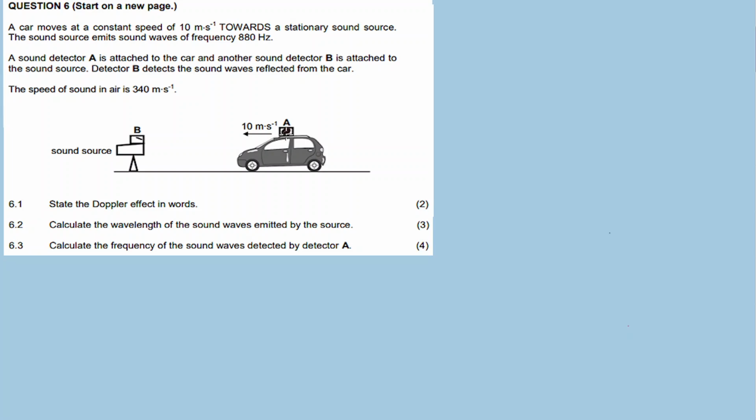Now, A and B are sound detectors. Basically, the speed of sound in air is 340 meters per second. So what happens now? As the car approaches the sound source, the source emits sound waves, they bounce off the vehicle, the car, and are then detected by the sound detector B.